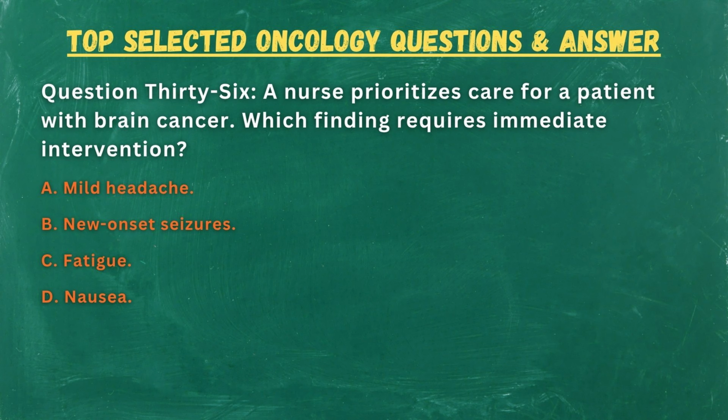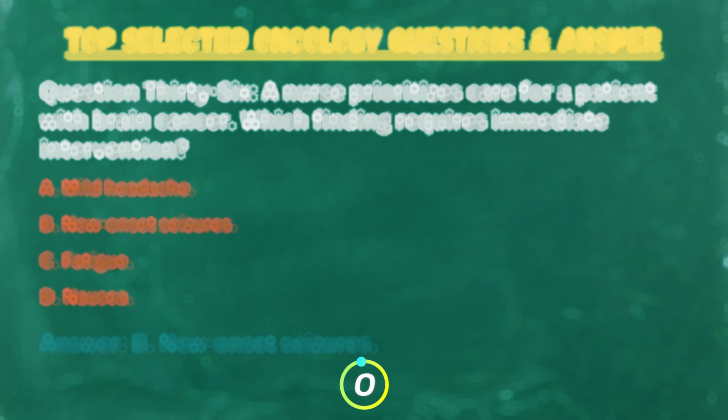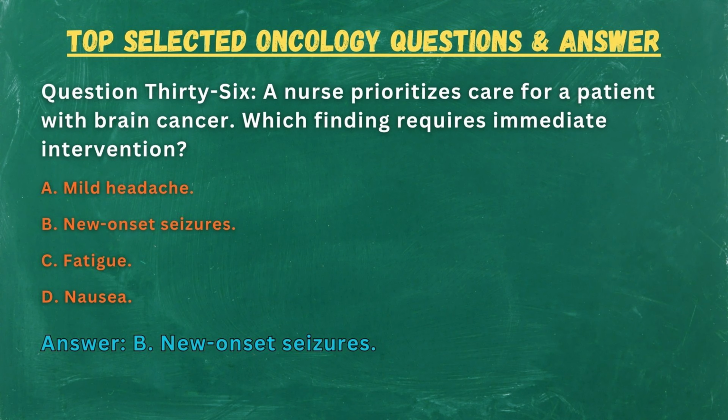Question 36. A nurse prioritizes care for a patient with brain cancer. Which finding requires immediate intervention? A. Mild headache. B. New onset seizures. C. Fatigue. D. Nausea. Answer: B. New onset seizures.